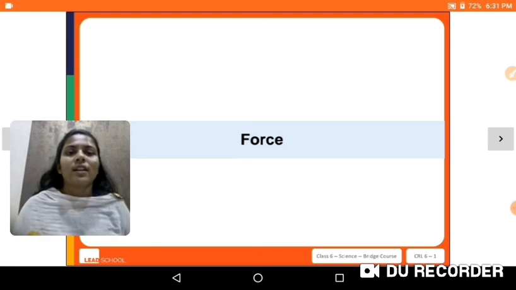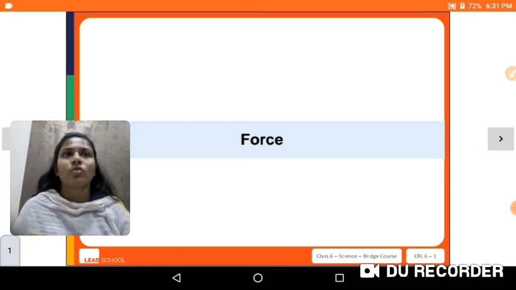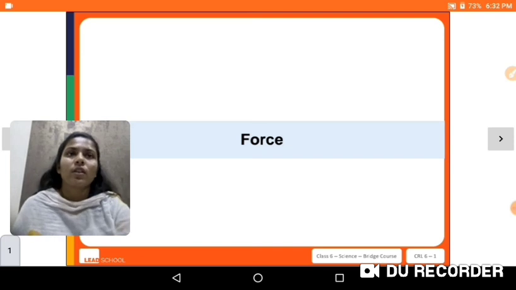So objects that are not moving are said to be at rest. Objects that are at rest are called static objects. So we cannot push this wall with all the force. Okay.